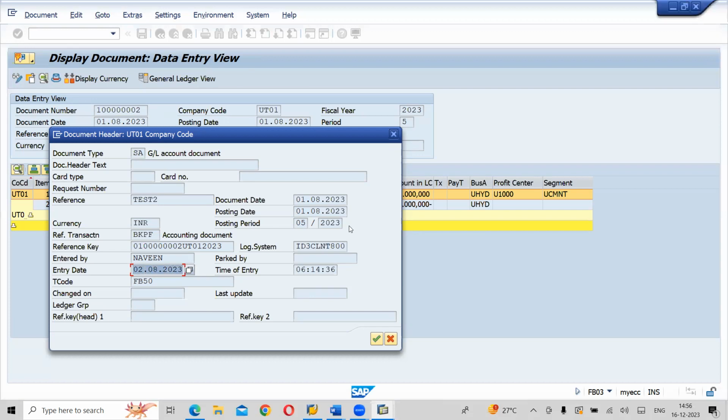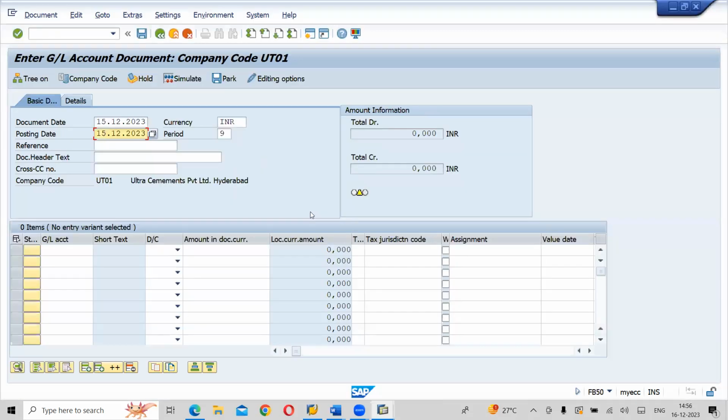So what I did, actually, I'm supposed to post on 1/8. I have received the invoice on 1/8, 1st August, and I'm supposed to post on 1/8. So what I did, document date, I have taken 01/08/2023. And it is supposed to be posted on 1st August. But unfortunately, today is 2nd August, for example, and I have not been able to post on 1st August.